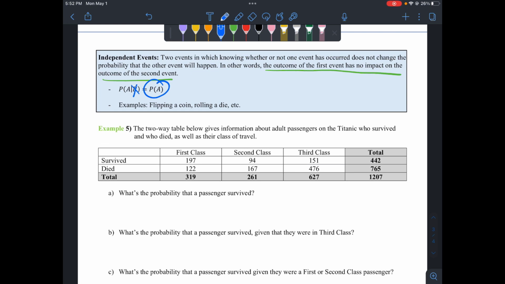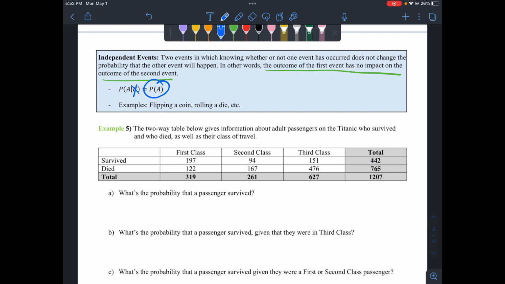So let's look at this two-way table that you have in example 5. So now we have a table that describes the adult passengers on the Titanic and those who survived, as well as those who died, as well as their class of travel. So let's look at those questions together.